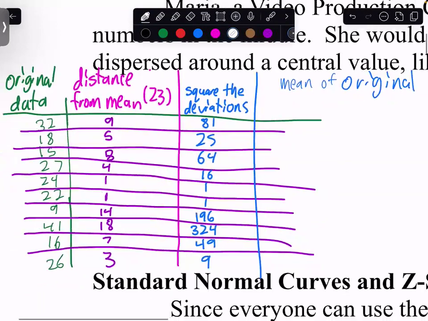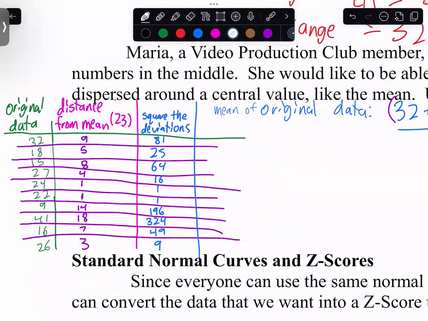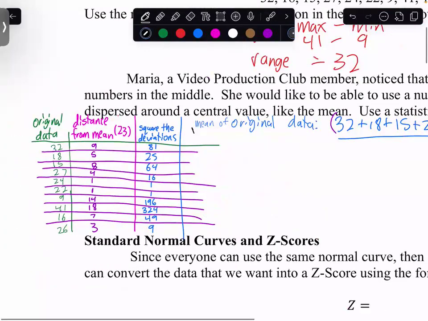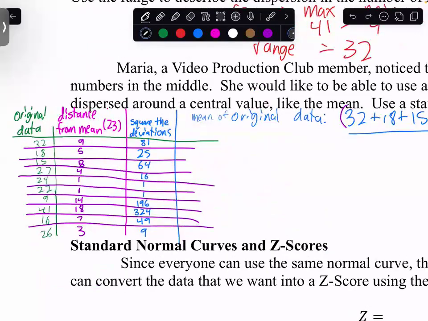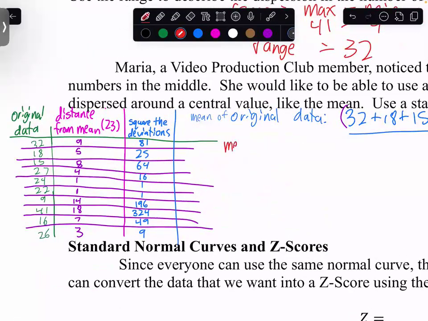Okay, and then next you find the mean of the deviations, right? So that's why earlier I specified that that was the mean of the original data, because now we're going to do the mean of this column, which is actually the square of the deviations. So we'll just say the mean of the squares.